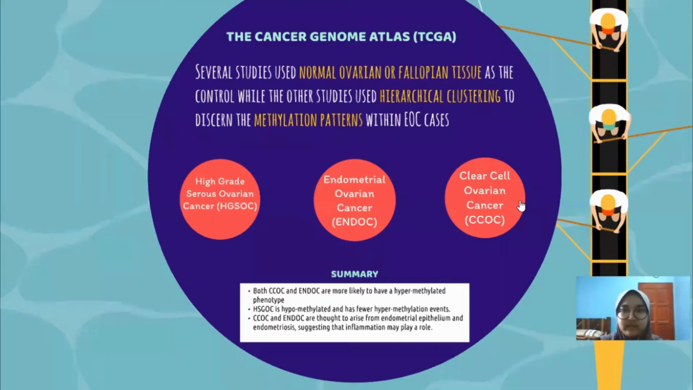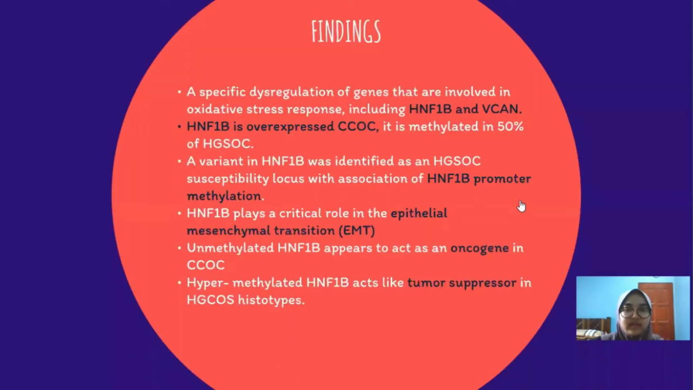For clear cell ovarian cancer, or CCOC, the study identified specific dysregulation of genes involved in the oxidative stress response, including HNF1B and VCAN. While HNF1B is overexpressed in CCOC, it is methylated in 50% of HGSOC.